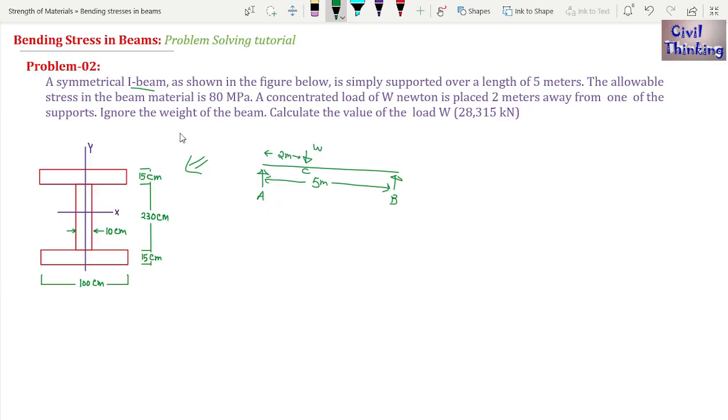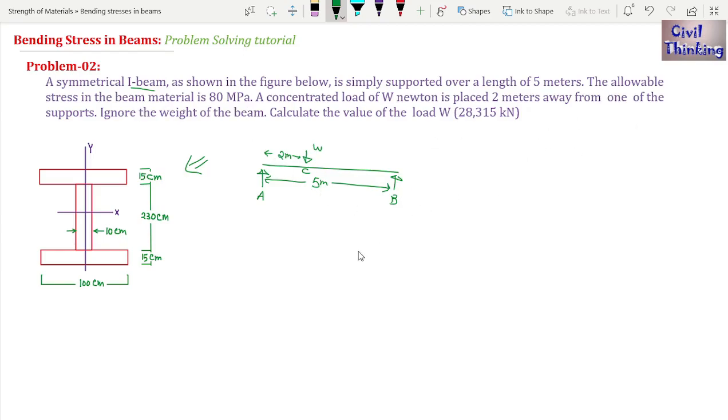Now ignore the weight of the beam. We don't have to consider the weight of the beam. We have to consider only the load to be W newtons. Calculate the value of load W. We have to calculate the value of the load W. Now the allowable stress in the beam is 80 megapascal.